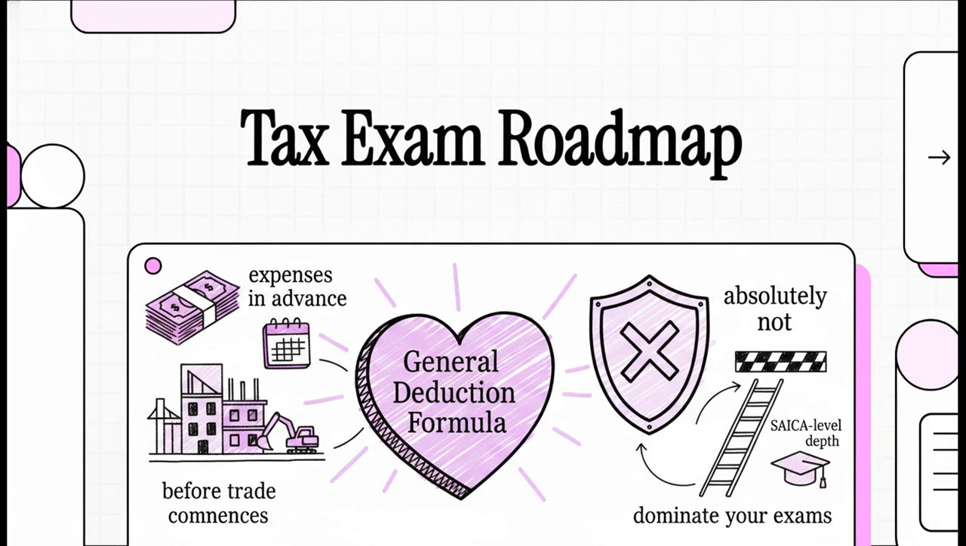Look, if you're a BAccSc or CTA student, you already know that the General Deduction Formula is basically the beating heart of tax. But what happens before a trade officially kicks off? Or what happens when you pay for expenses way in advance? And maybe most importantly, what do you do when the Act specifically steps in and says, nope, absolutely no deduction for that? Well, today we're navigating these exact scenarios. We're going to hit SAICA level depth so you have the technical precision you need to completely dominate your exams.